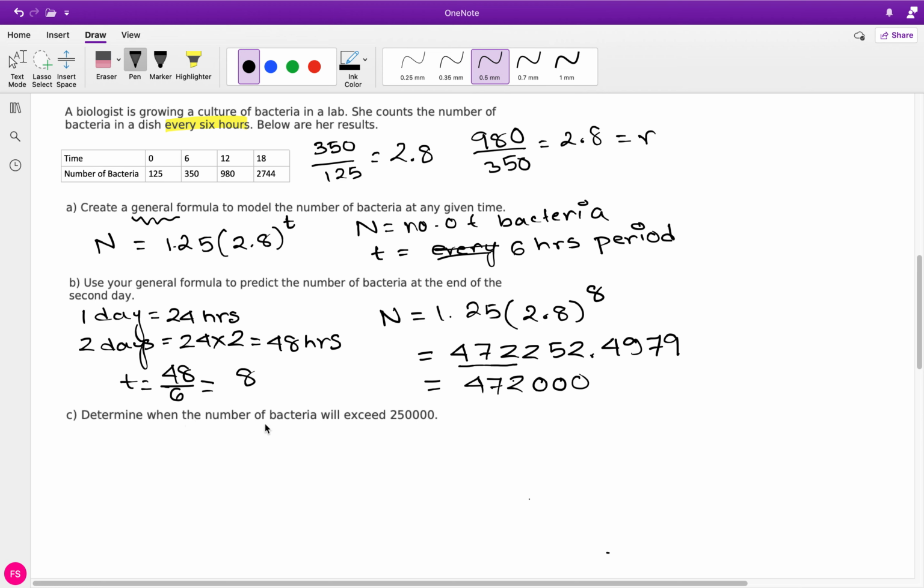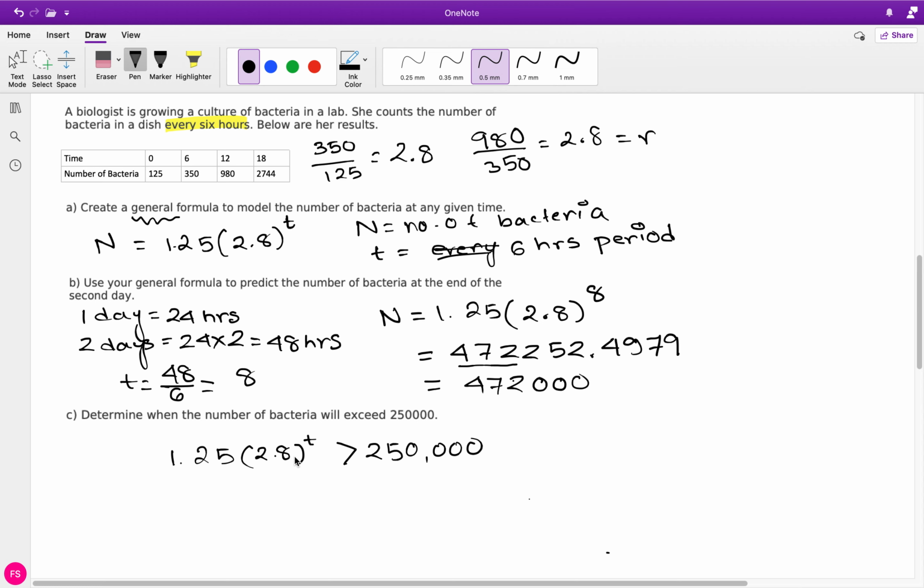Determine when the number of bacteria will exceed 250,000. Okay, let me form an equation with that first. This is my equation to find the number of bacteria. I'm just going to write 1.25 times 2.8 to the power of t. This will exceed this. Whenever you have questions like this, you have to set up the equation, and you have to find the n, or the t in this case.